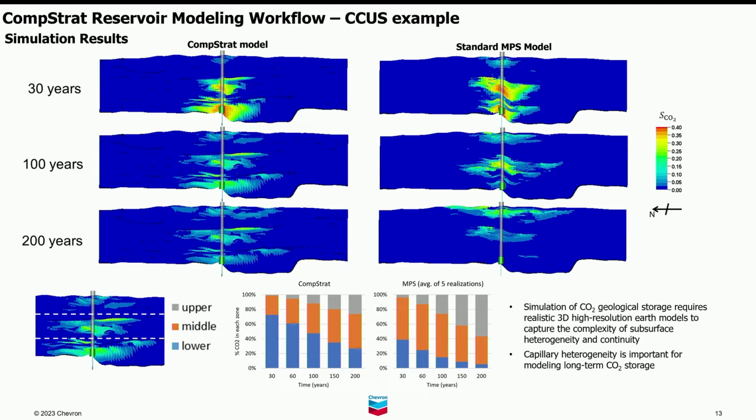And you can see the gray space is the top layer, because of an excessive amount of migration to the top. And in the MPS model, because it's very leaky, you have accumulated a lot of CO2 over 200 years.